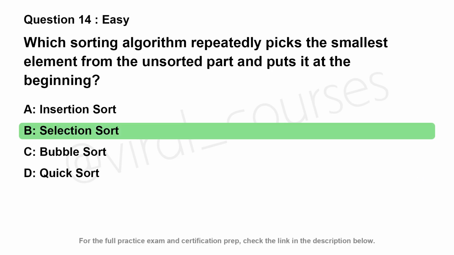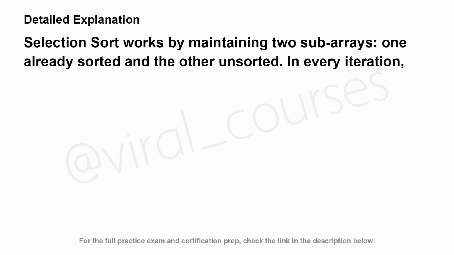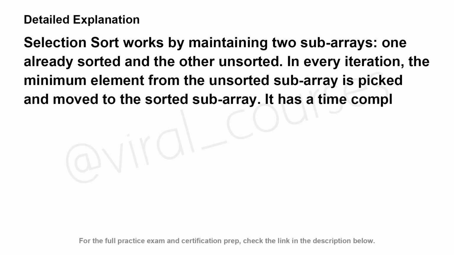The correct answer is B. Selection sort works by maintaining two subarrays, one already sorted and the other unsorted. In every iteration, the minimum element from the unsorted subarray is picked and moved to the sorted subarray. It has a time complexity of O(n^2) in all cases.